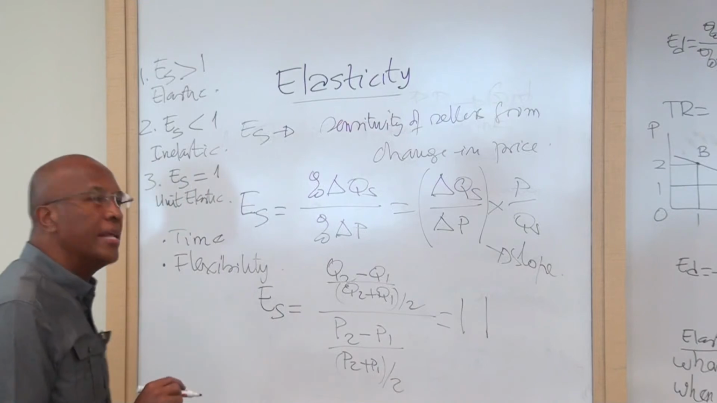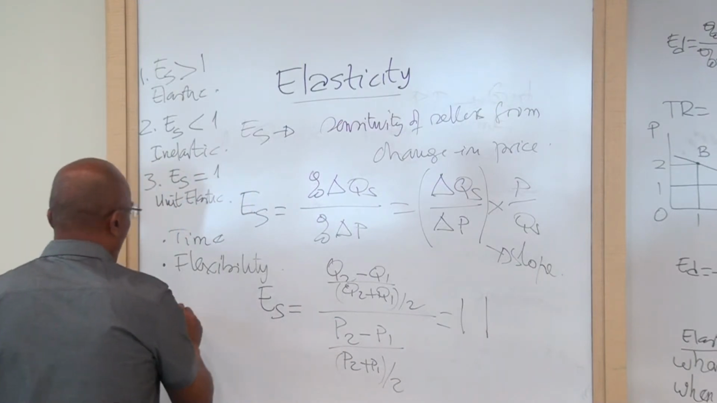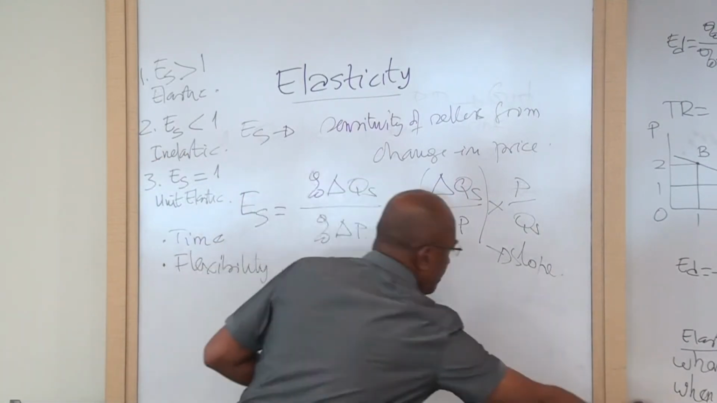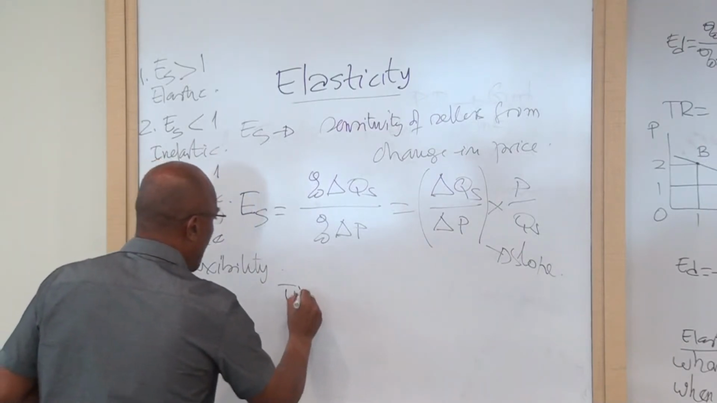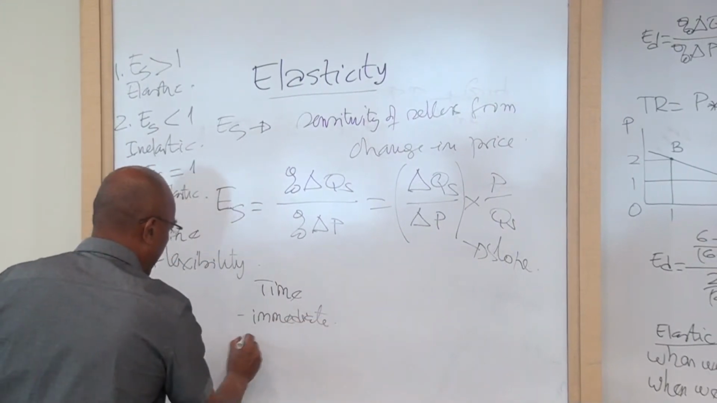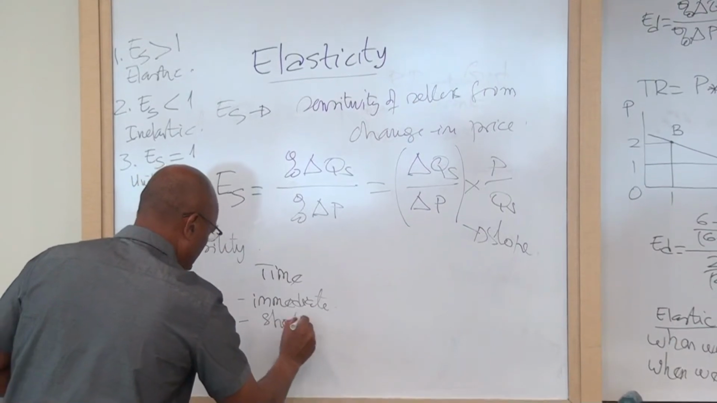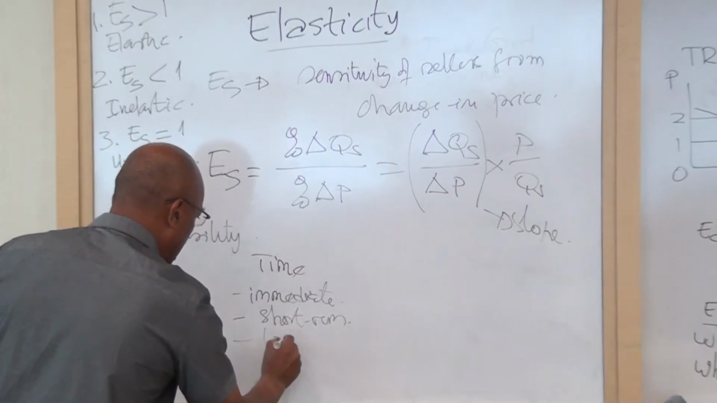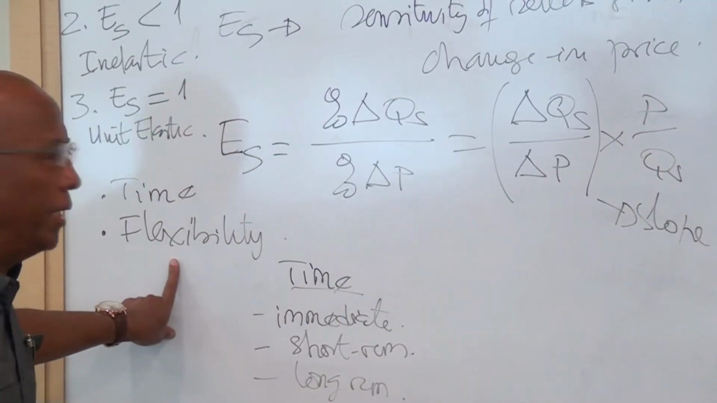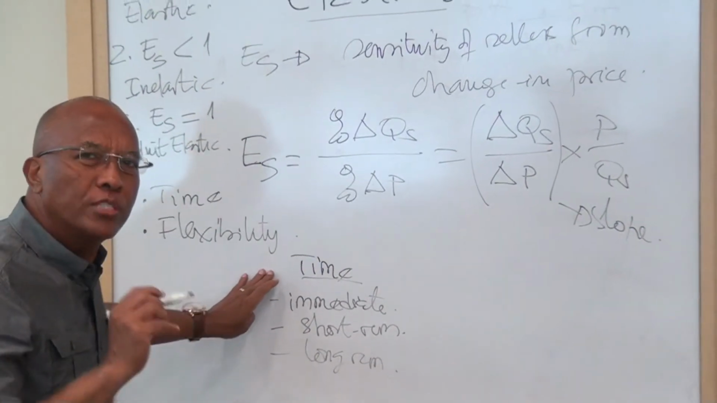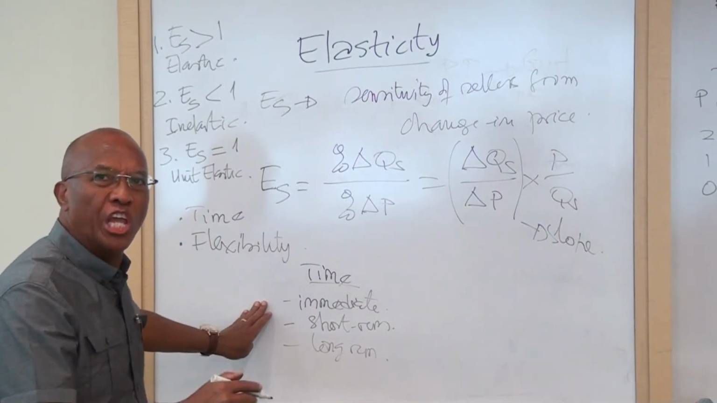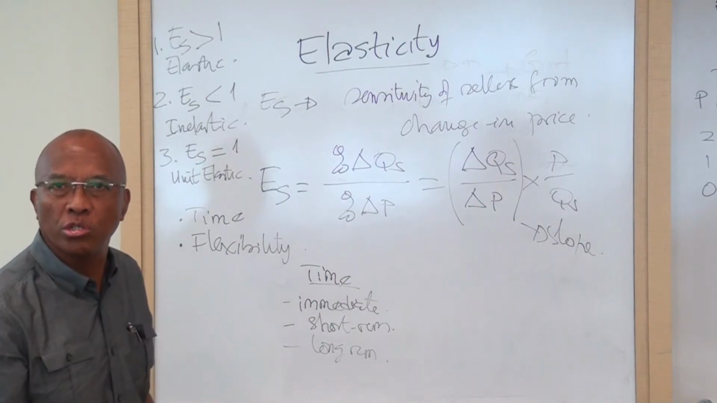Time, meaning that time will be divided into 3. Number 1, we have immediate. In terms of time, we have immediate. That means right away. Next one is short run. And the last one is long run. In terms of time, it's related also to flexibility. Flexibility means how does a seller respond to an immediate change in price of a resource?